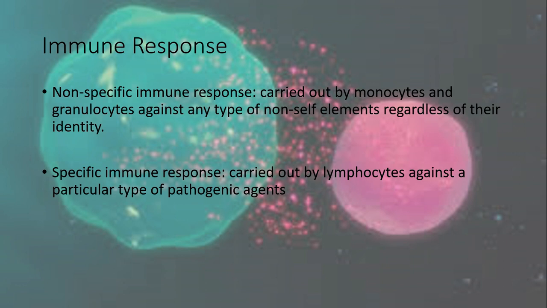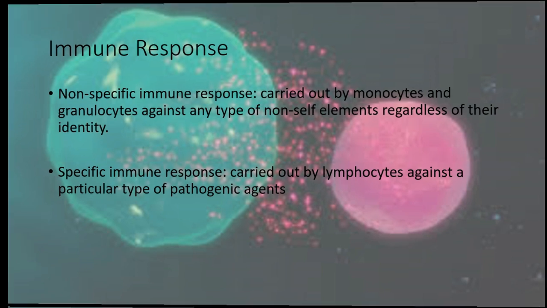On the other hand, the specific immune response is carried out only by lymphocytes, the B and the T lymphocytes, and it is usually targeted against a particular precise antigen, and this is why we call it specific.